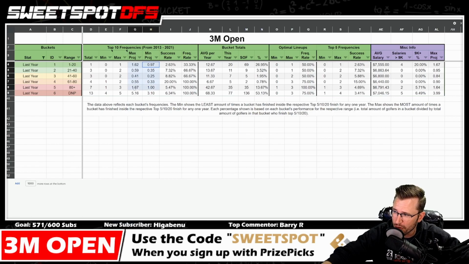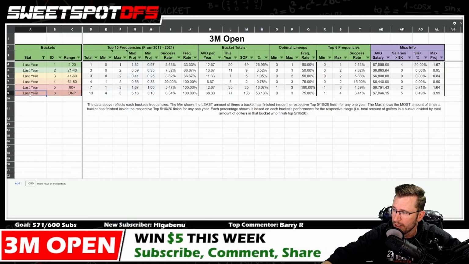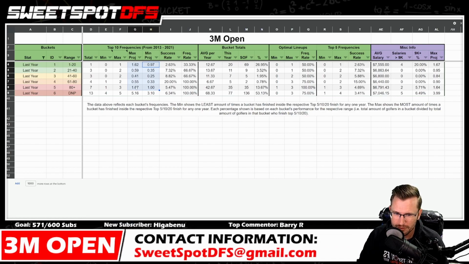So you can see these first 5 buckets, we don't have an anchor bucket, but we do here with the last year 6s. Last year ones, actually all of these. So golfers who played the 3M Open last year. We do have 3 years worth of data because this tournament goes back to 2019. In 2019, we can't use a last year data source because there wasn't a 3M Open the year before that. So it starts in 2020. So it's 2020, 2021, and 2022.